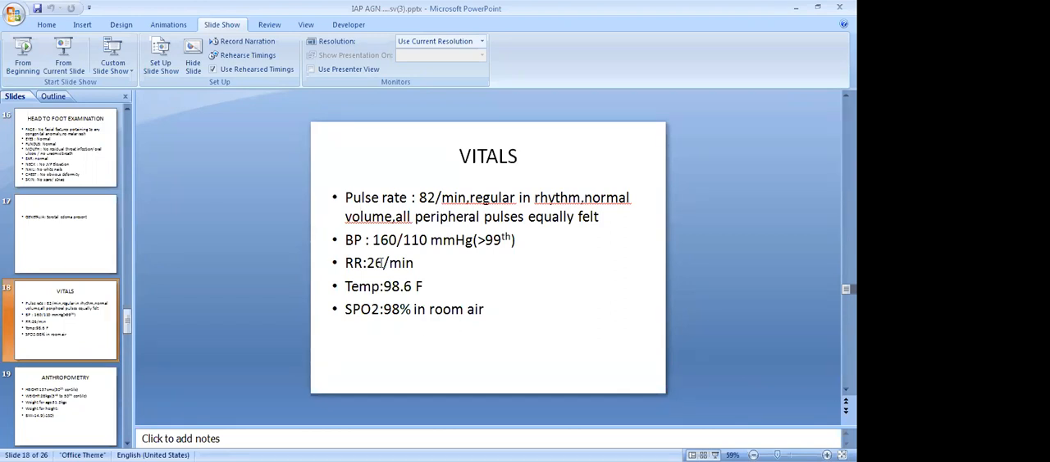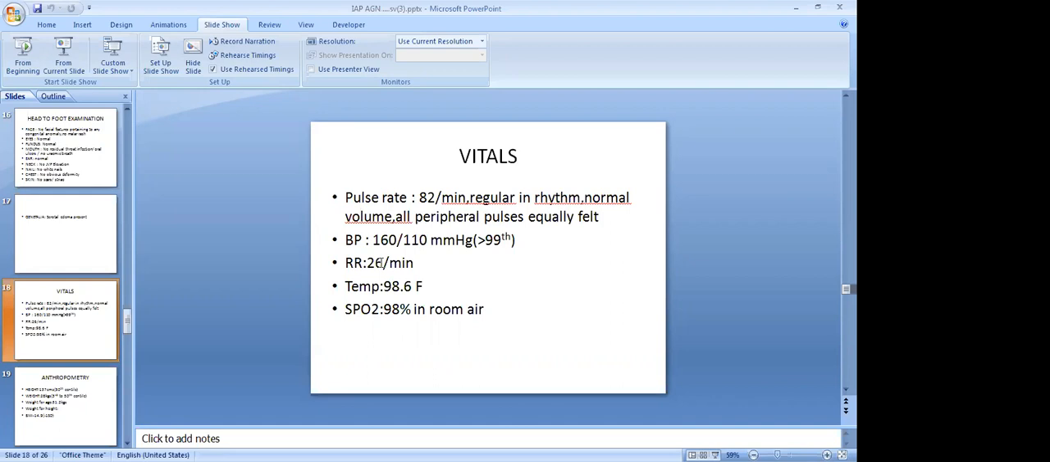So what do you think? This is stage 1, stage 2? What is the stage of hypertension in this child? Stage 1 or stage 2? Yeah. So why are you thinking so much? 160/110 is a lot, no? Even for an adult, 160/110 is a lot. A 10-year-old child, 160/110 is a lot. So it is already stage 2 hypertension.